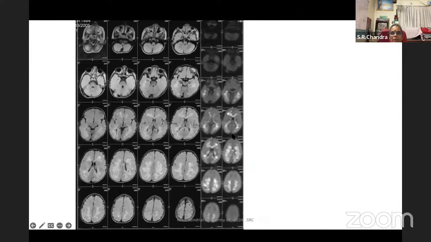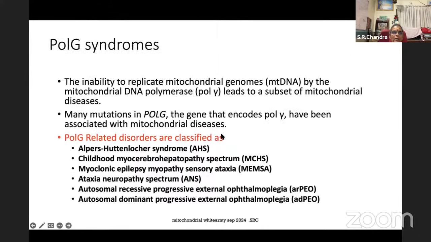So that is sparing the U fiber. Then you have got POLG syndromes, the inability to replicate mitochondrial genomes by the mitochondrial DNA polymerase. We saw the homeostatic disorders. So what all types of homeostasis happens in mitochondria? So this comes under that group. The inability to replicate the mitochondrial genome by the mitochondrial DNA polymerase leads to a subset of mitochondrial diseases. They are called POLG syndromes.